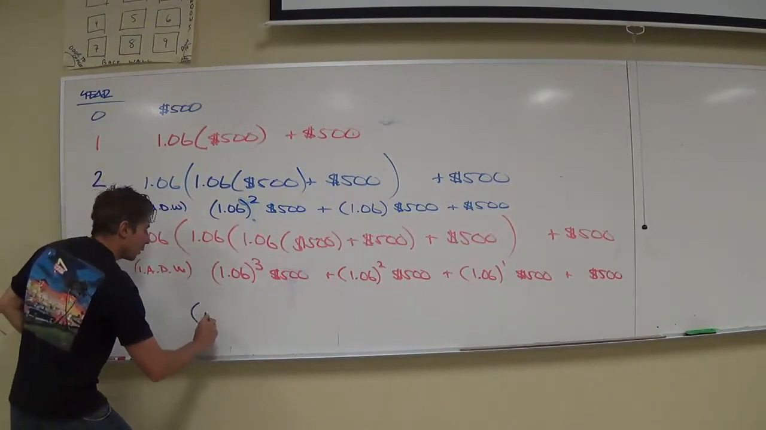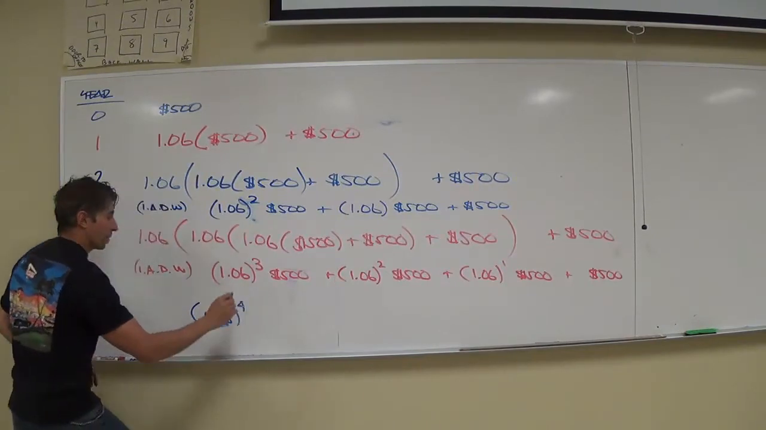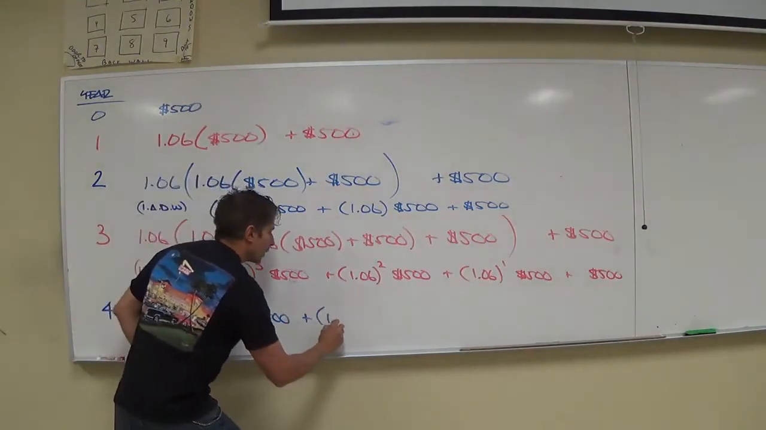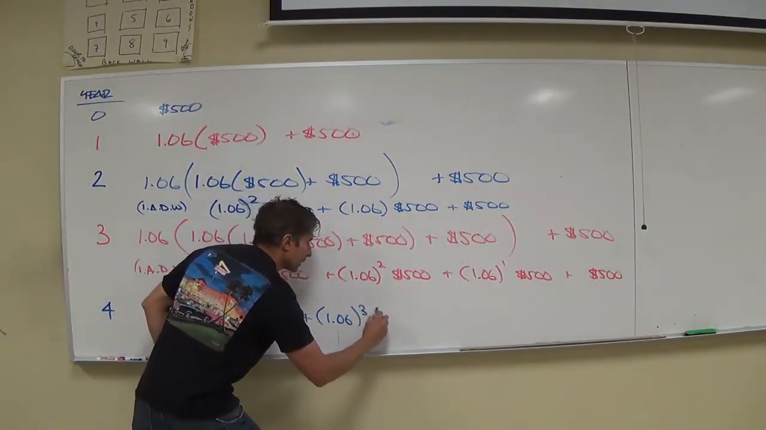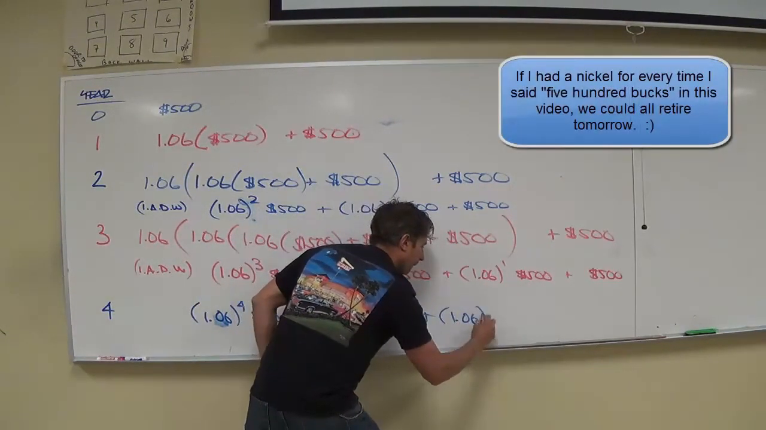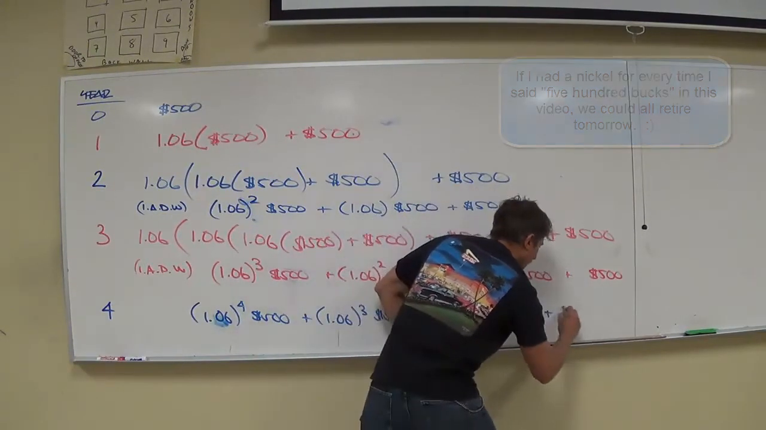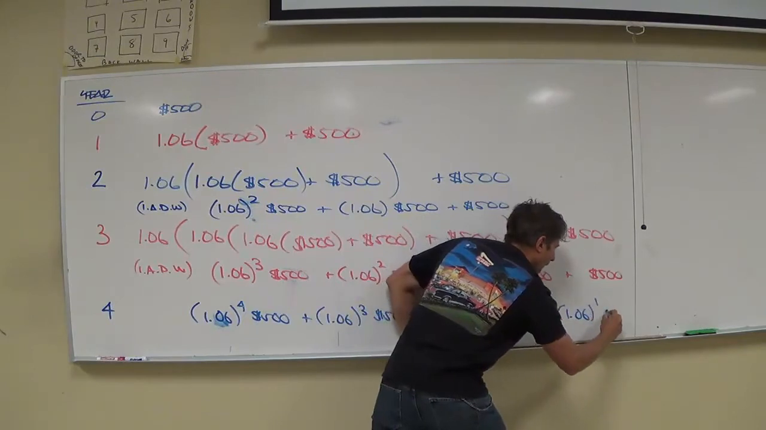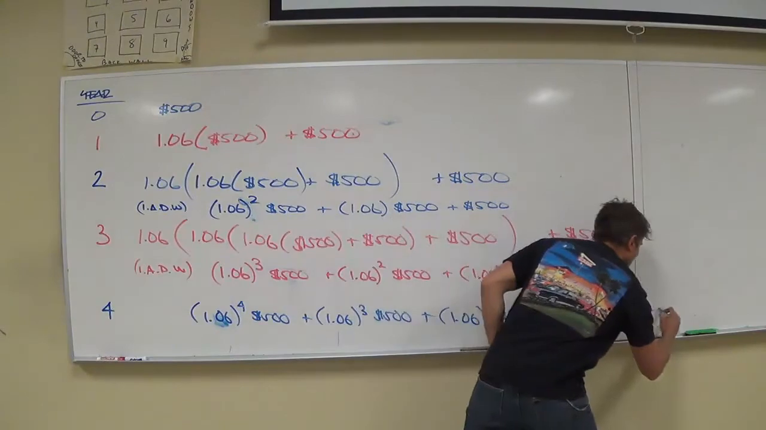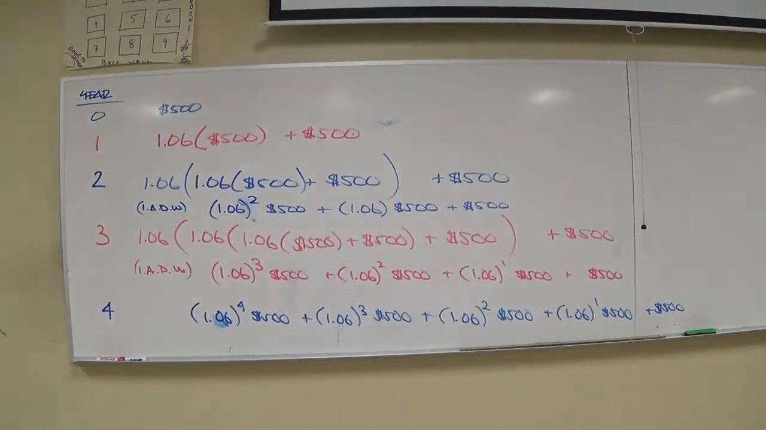It is now going to be 1.06 to the 4th times 500 bucks. This one will be 1.06 cubed times 500 bucks. This one will be squared. This one hanging out on the end here will be to the 1st power. And then don't forget, Pop has to put the 500 bucks in. Plus 500. Make sure you can see that on the camera. I think I might be getting off the screen. Oh, you can see it there.